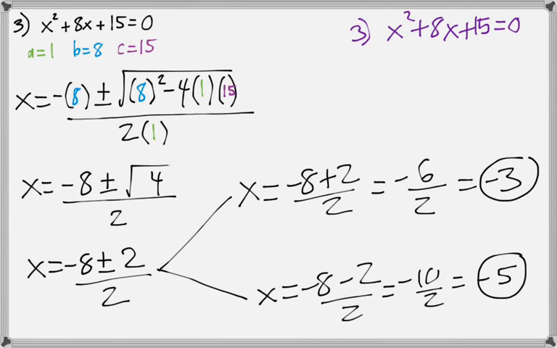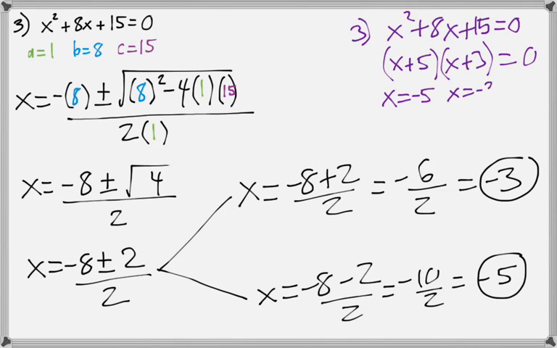So I would look at this problem, and to solve it by factoring, I would say, okay, I can put my x and my x. What two numbers multiply together to give you 15 but add together to give you 8? That would be plus 5 plus 3. And then you would set these both equal to 0, and you'd get x is equal to negative 5 and x is equal to negative 3, which are our two answers here. And it only took like 2 steps.